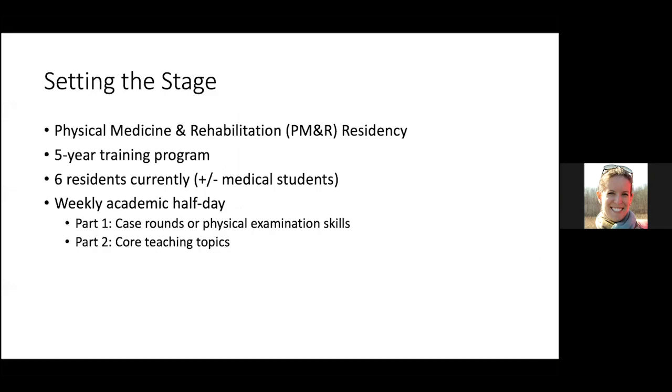So to set the stage, PM&R, or physical medicine and rehabilitation, is a five-year residency training program. We have a pretty small program, so currently we have six residents, normally one resident per year. Occasionally we have some elective or clerkship medical students rotating with us as well. But that makes for a pretty small group at our weekly academic half days.